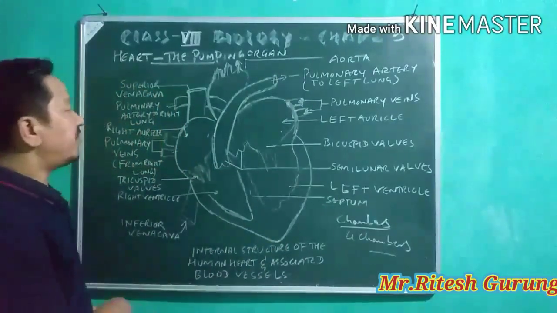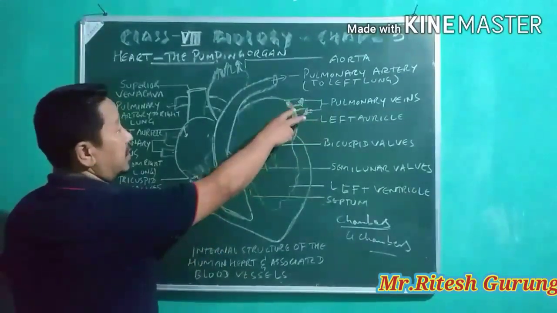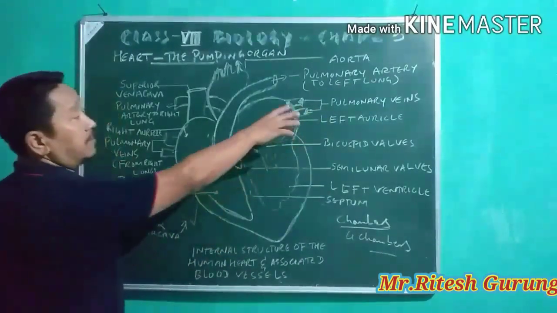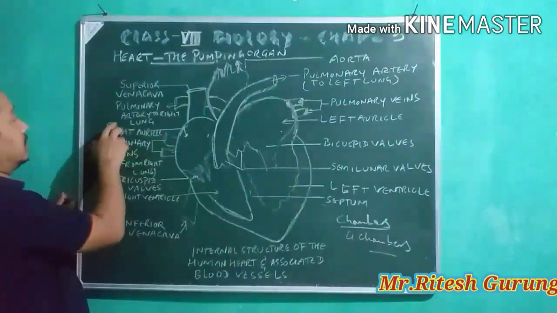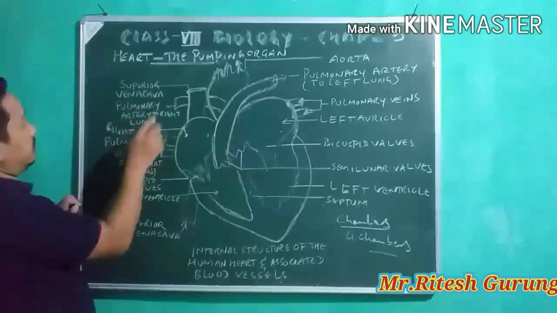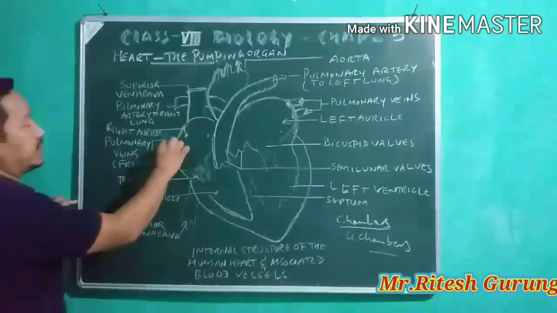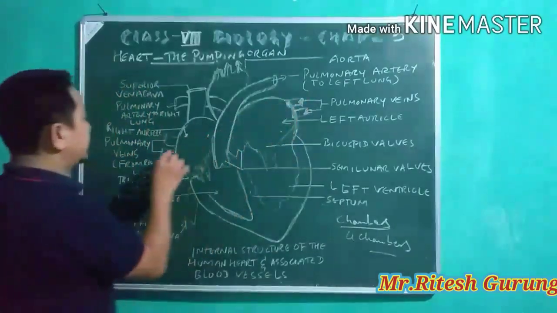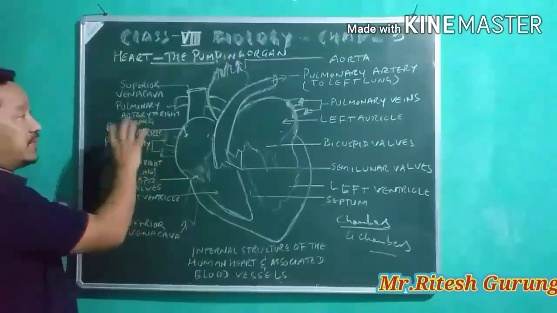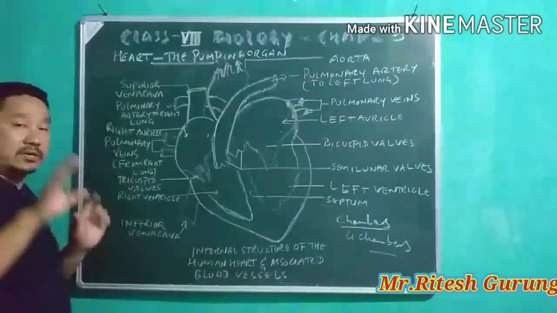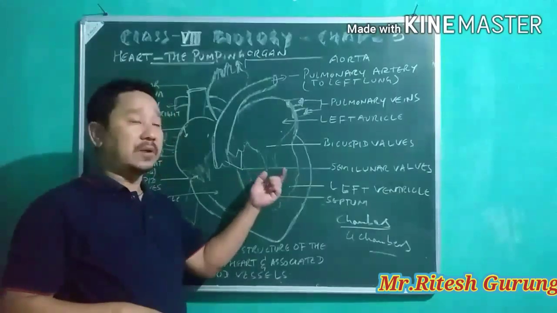So what happens here is that, as you see, the pulmonary veins bring the blood on this side. Then here you see the other two pulmonary veins. These two pulmonary veins. These veins, arteries and all that come under your blood vessels, which we will deal with afterwards.